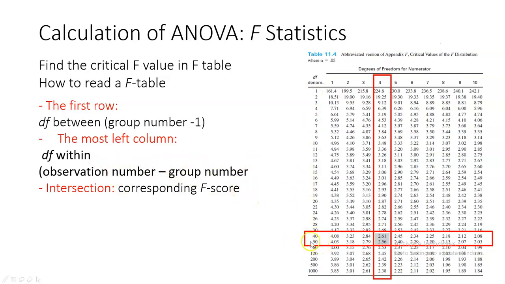But we don't have 45 here. We're going to look at 40 and 50, and then take the average of these two F values. But let's say if your degree of freedom is 58, you can simply round it up to 60 and look at this value here. Okay, so in our case, we have these two nearby F values, 2.61 and 2.56. We are going to take the average of these two F values.